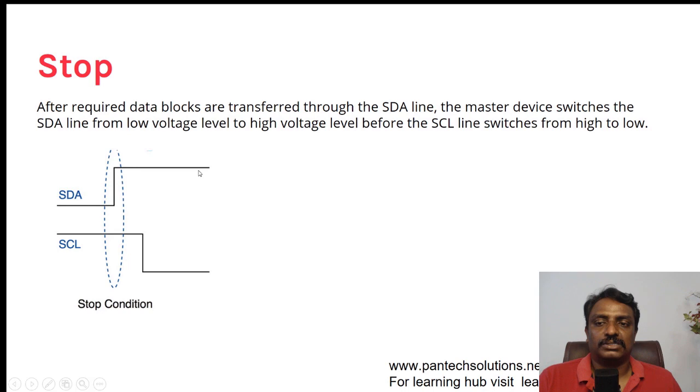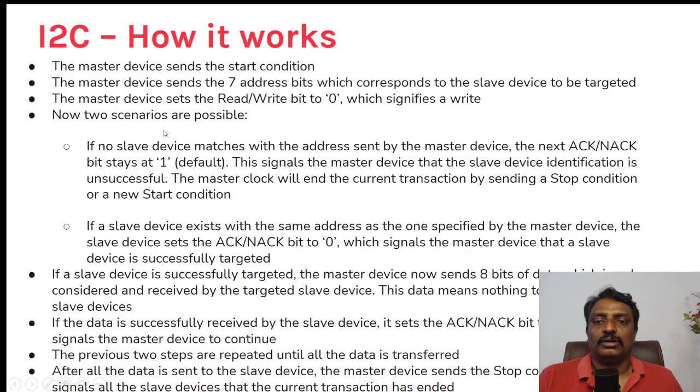Start and stop. To know how I2C works, first the master device will send a start condition. If any one of the masters has started communicating, the next master won't send the start condition. It will understand and wait. So the master device sends a start condition.